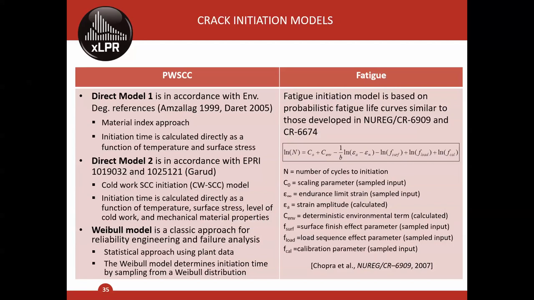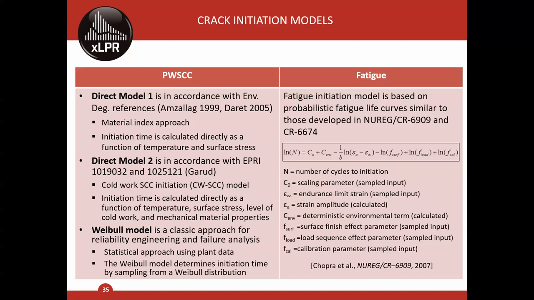So as I mentioned, the xLPR initiation models are semi-empirical, containing functional dependencies for conditions that are known to have strong impacts on initiation. Three different PWSCC initiation models are available in xLPR, two direct models and a Weibull model. Each of these models contains failure time model parameters, which are calibrated based on field data, and effects model parameters, which are calibrated based on laboratory data.